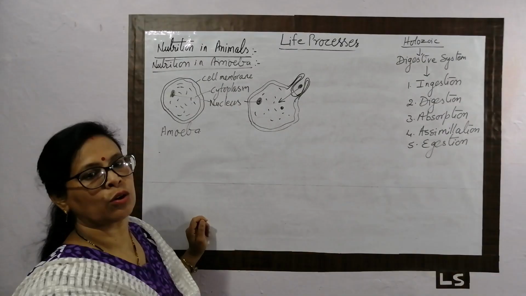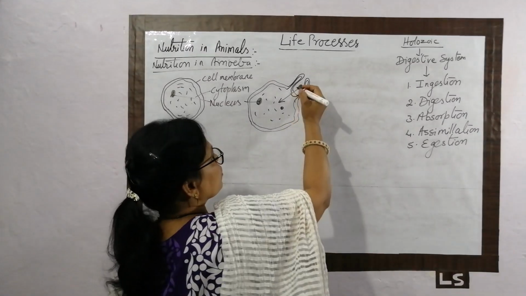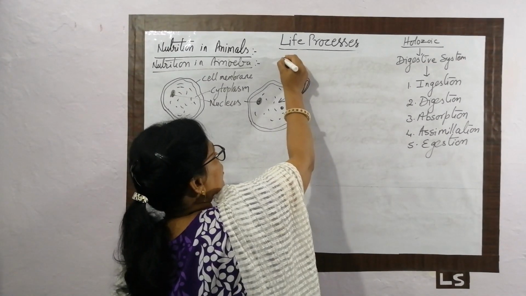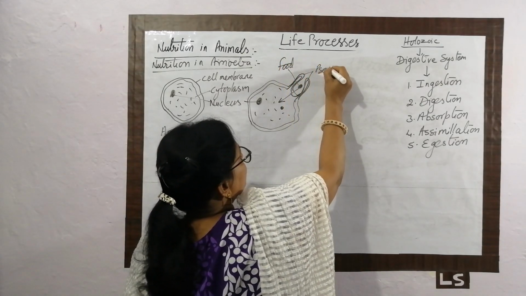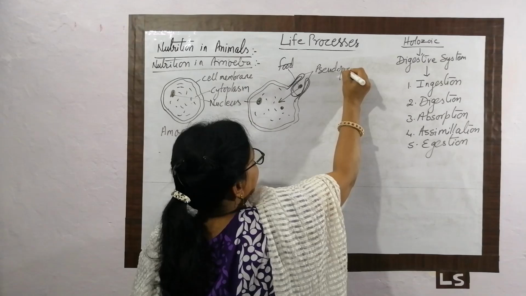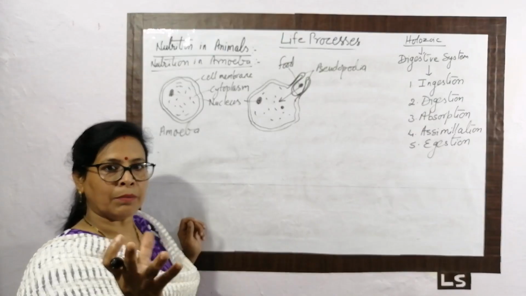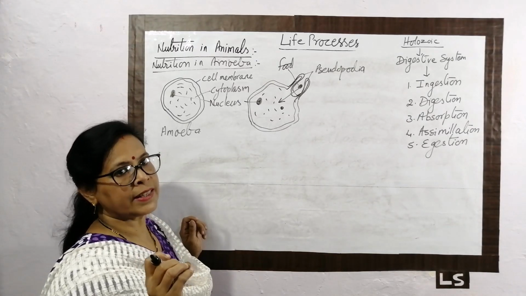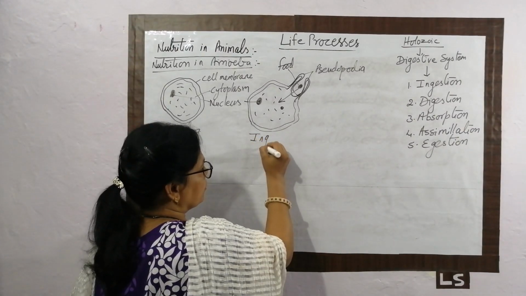This process is called phagocytosis. What is this? This is the food. What is this? This is the pseudopodia. With the help of the pseudopodia, amoeba takes the food inside the body. Okay, this process is called ingestion.